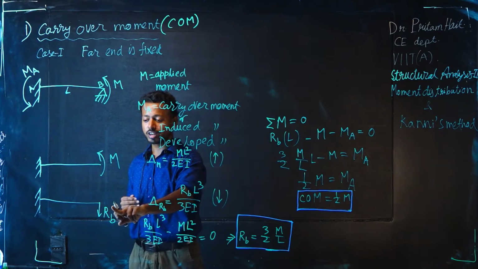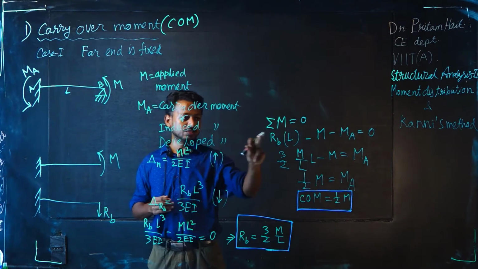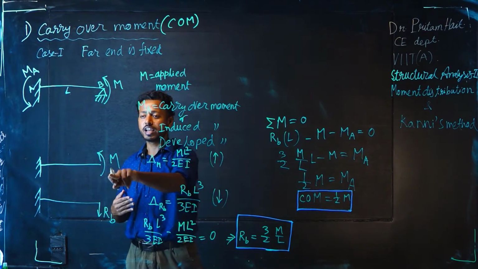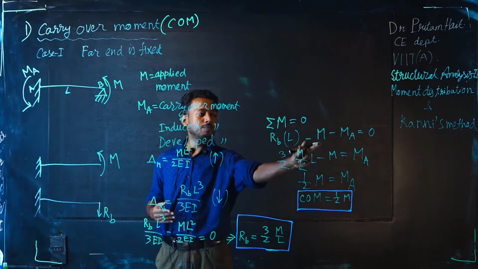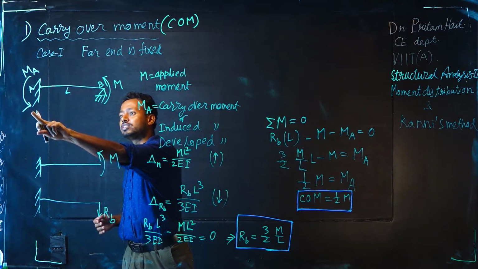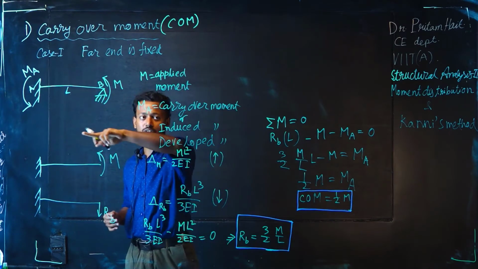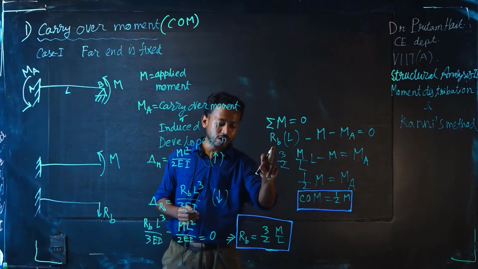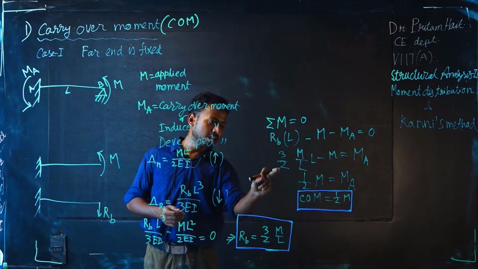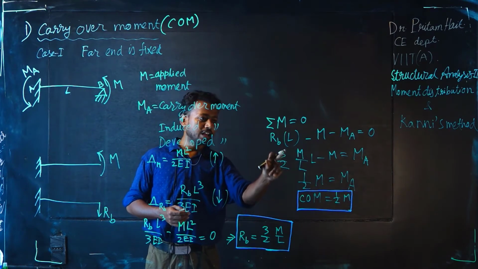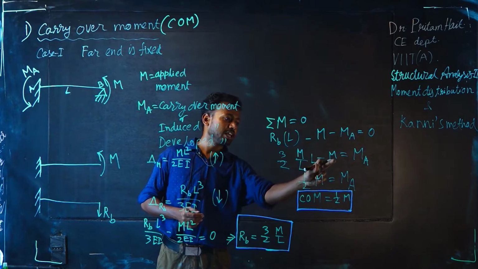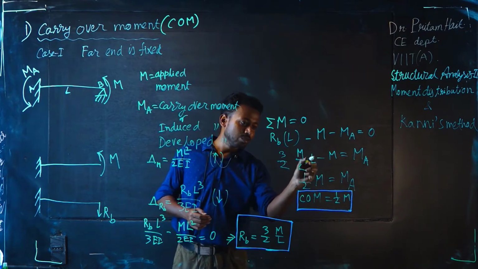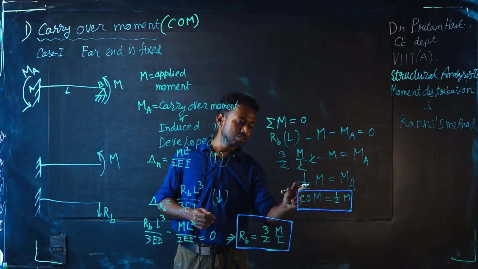This is trying to rotate in clockwise direction, so positive RB into the distance L. It is trying to rotate in anti-clockwise direction, so negative M. This carryover moment is trying to rotate this beam in anti-clockwise direction, so negative MA, equal to 0, right? What is the value of RB? I have determined 3 by 2 M by L, and L is L. So 3 by 2 M minus M minus MA equals 0. So L will be cancelled. So I get MA equals half of M.